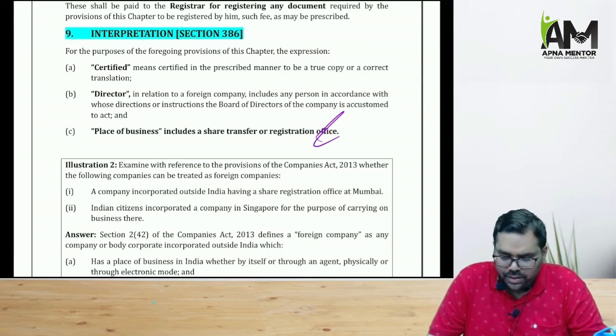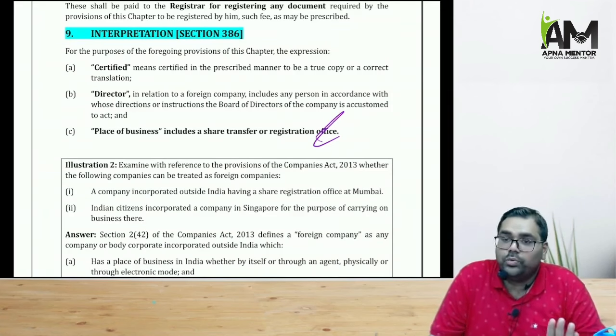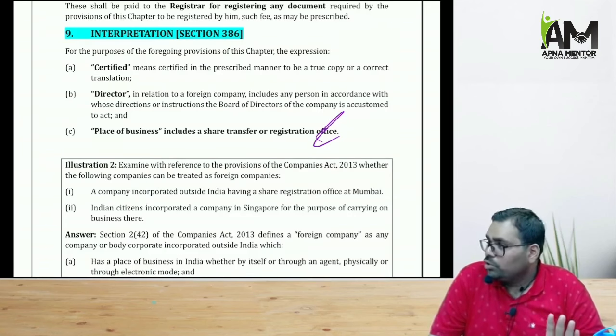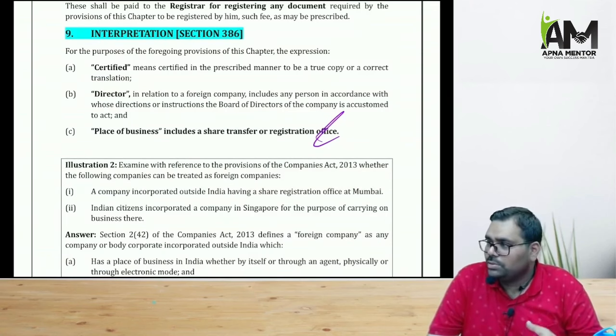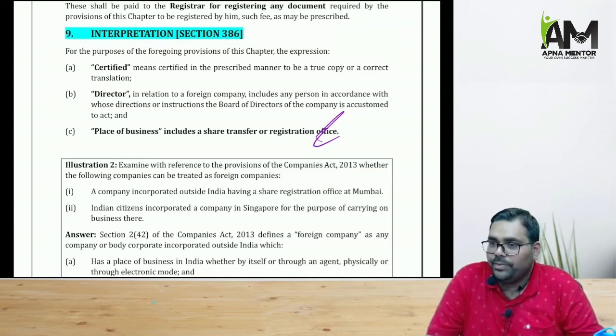The word certified. Certified means it's a true and correct copy. It's not a Xerox. It's a certified copy. It's a true and correct copy. So if it's certified, some authorized officer will be certifying it. Yeah, some professional authority will be certifying it.